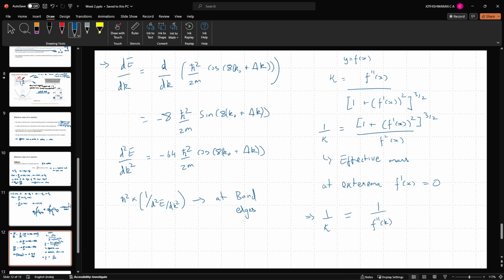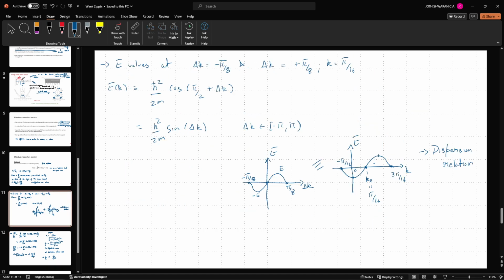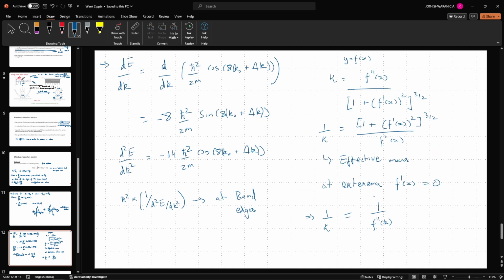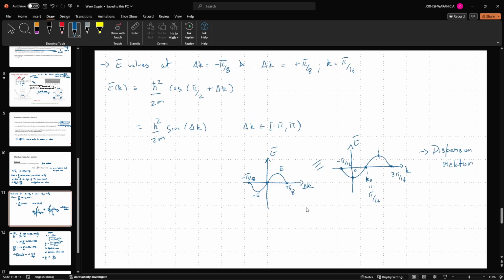So if this were to represent a solid state band, then this and this point would be my edges. Now I'm not going to do the calculus to find the minima, because I've already represented the graph here. So from here we can tell where the minima and maxima will occur. So this will be in the middle of these 2 points, pi by 16 to 3 pi by 16. So this is going to occur at pi by 8. And here this is of course occurring at 0.